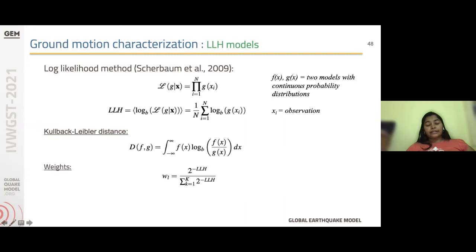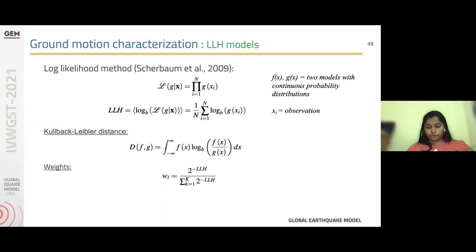In addition to such interesting functions, he also proposed a formula to calculate the weight for each GMPE. So using the formula at the end, we can always find out what the weight assigned to a given GMPE should be. These weights particularly come in handy when you are trying to use a logic tree approach.